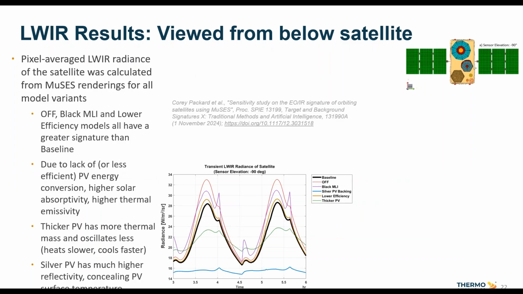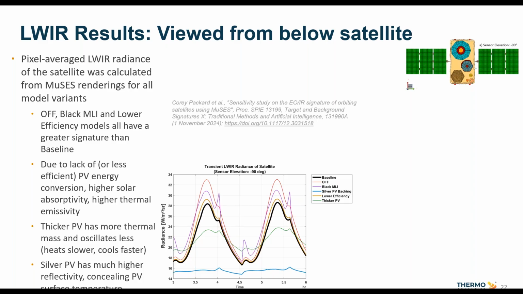Okay, so for starters, we're going to look at the average long wave radiance of the satellite from that perspective of the sensor that's just below, looking straight up at it, which you can see in the upper right. I'll include those diagrams to help you remember which sensor perspective we're using to look at which results. So we see some interesting things here.